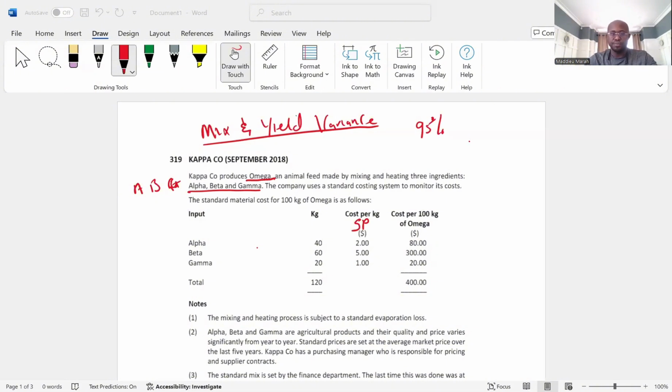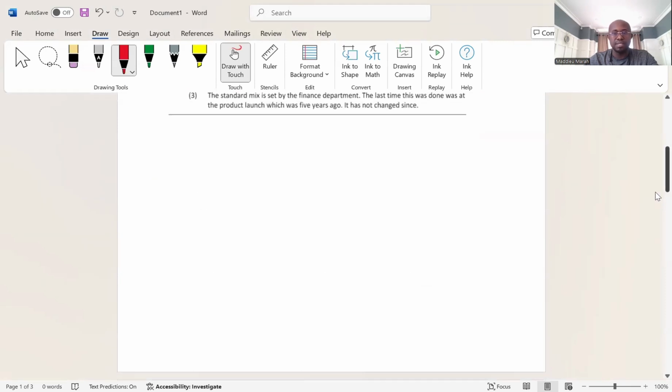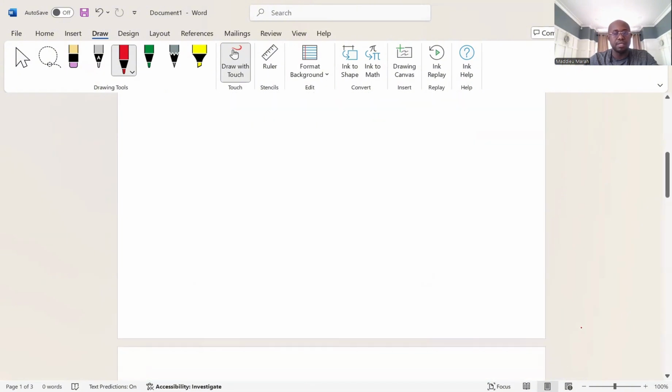Okay, guys, pay attention, please. Let's look at the next requirement. The next requirement says material mix variance. Okay, that's our next requirement. How can we solve material mix variance? Pay attention, please.